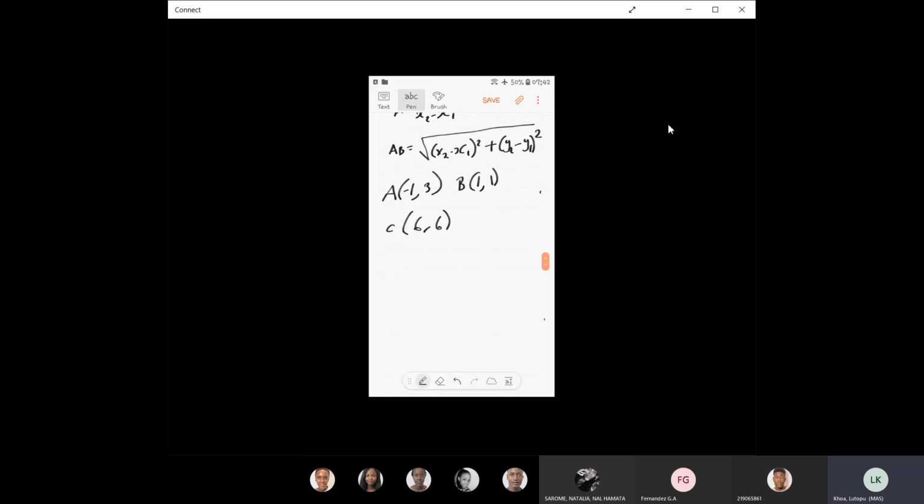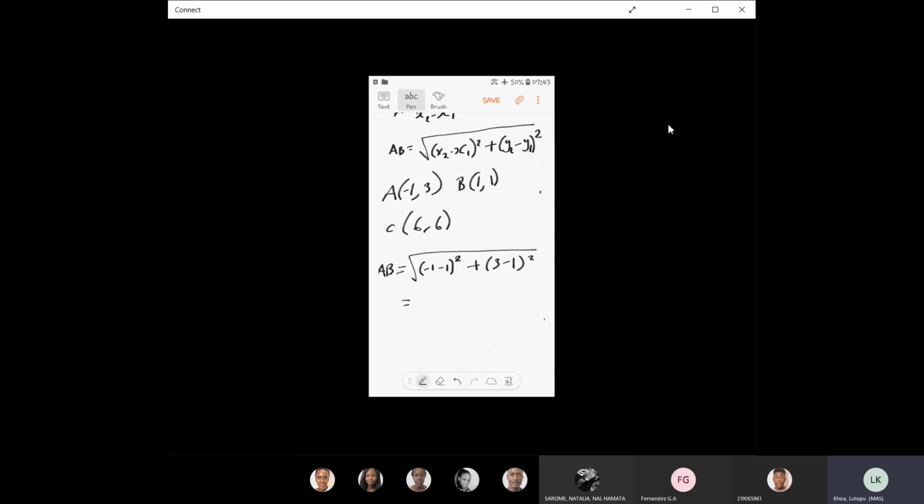We're asked to find the perimeter, so that means I need to work out the distance AB. AB is just the square root of minus 1 minus 1. So I take the x coordinate minus the other x coordinate, and then I square. And then I take the y coordinate 3 minus the y coordinate 1, and then I square. So this is 3 minus 1 squared. Okay, minus 1 minus 1, this is 2.